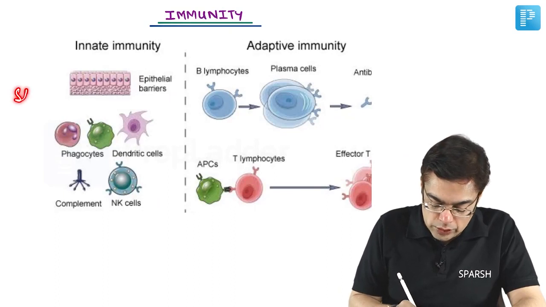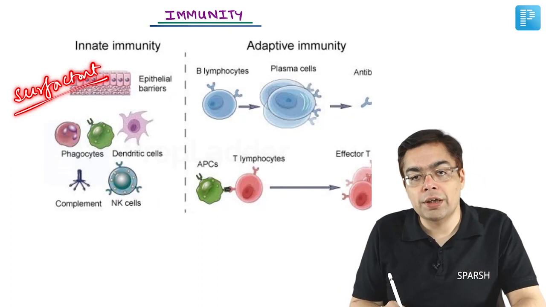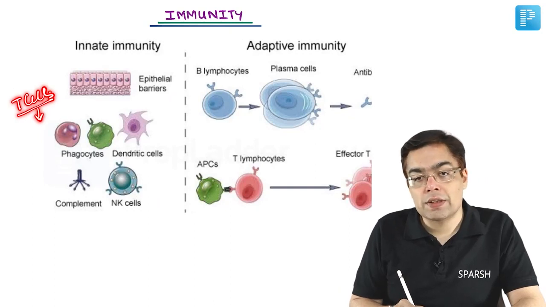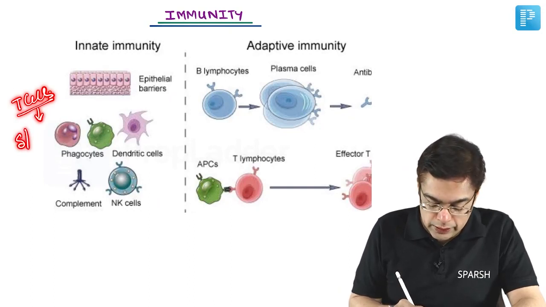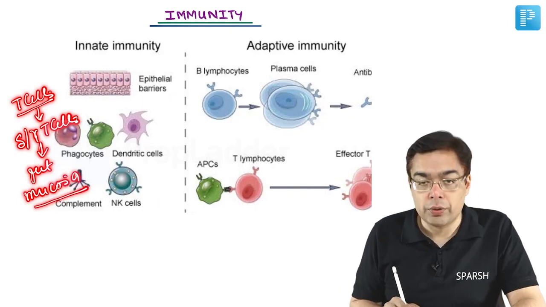There are certain other important components of the innate immunity. For example, when we are talking about the lungs, we need to be familiar with the fact that surfactant is an important component of innate immunity. Similarly, among the cells, there is a special subset of T cells called the gamma delta T cells, and these are cells present in the gut mucosa. They are also an important component of innate immunity.